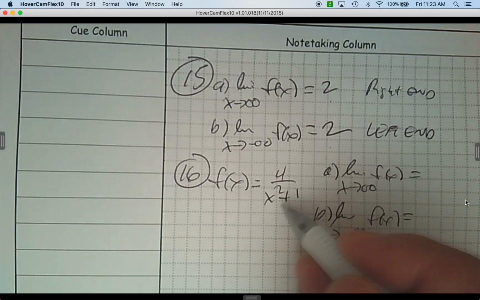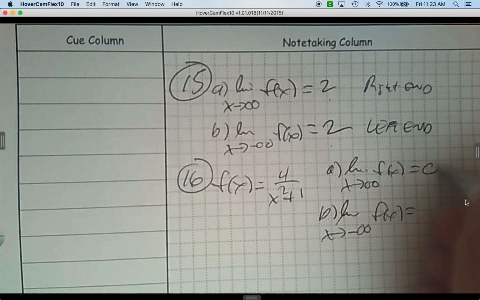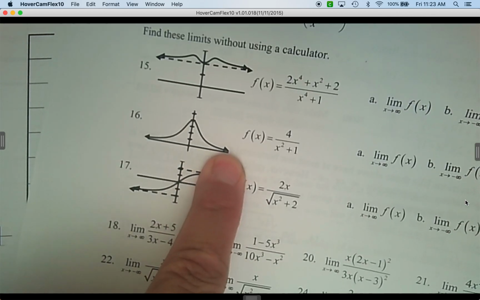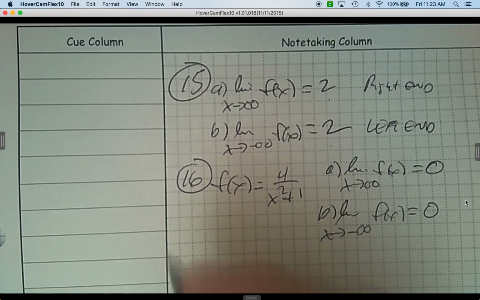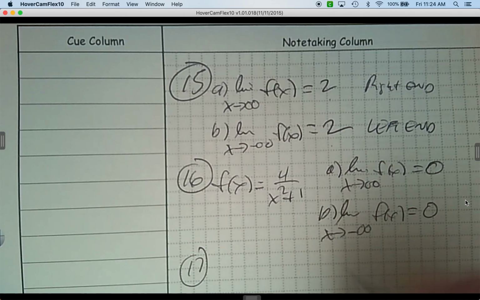I can tell already, because the bottom is more powerful, that the right end and the left end behavior is 0. But look off the graph and you can see the right end and the left end are approaching 0. Done. Number 17. A little bit more challenging of a function, but you can still do it.